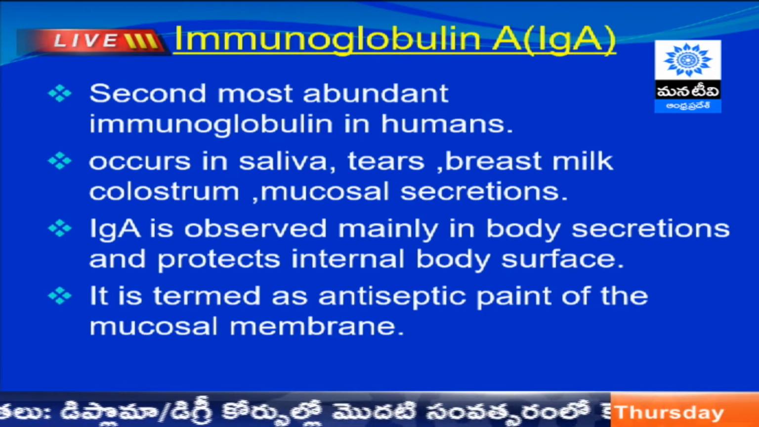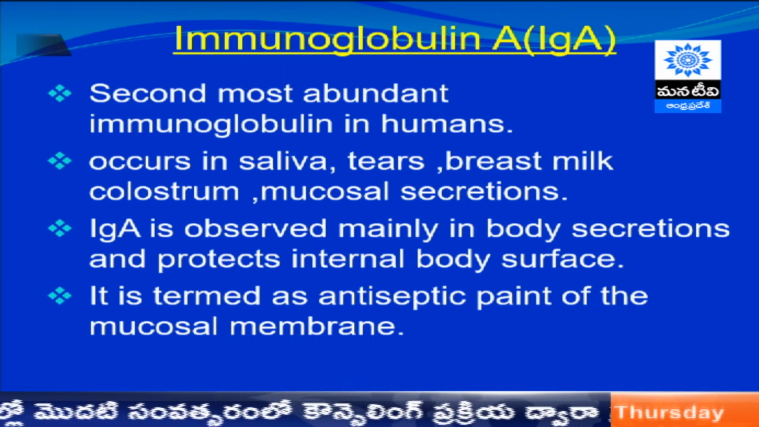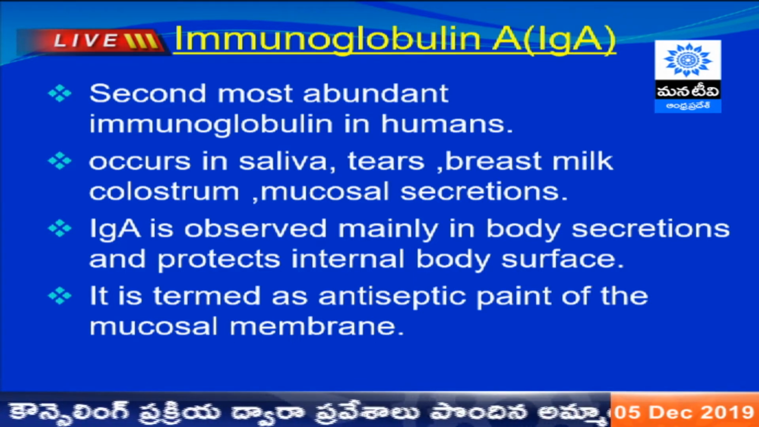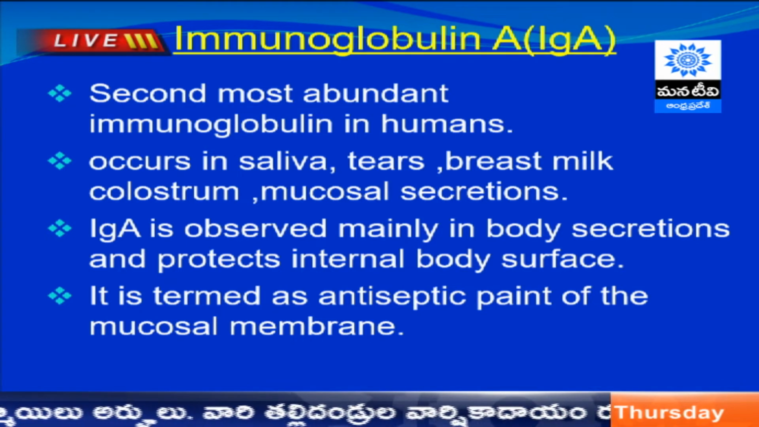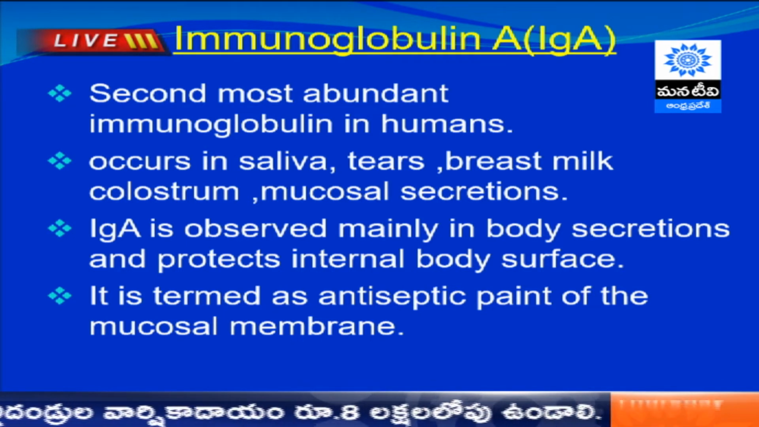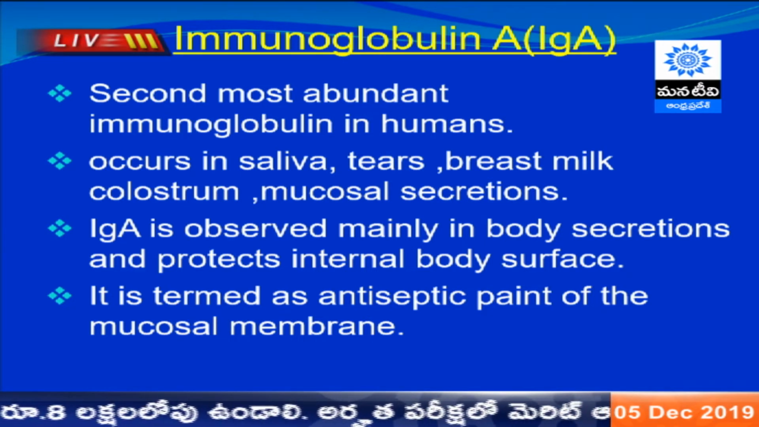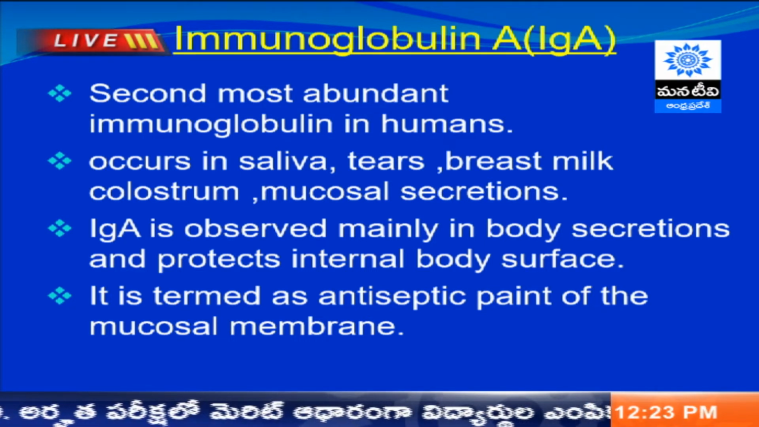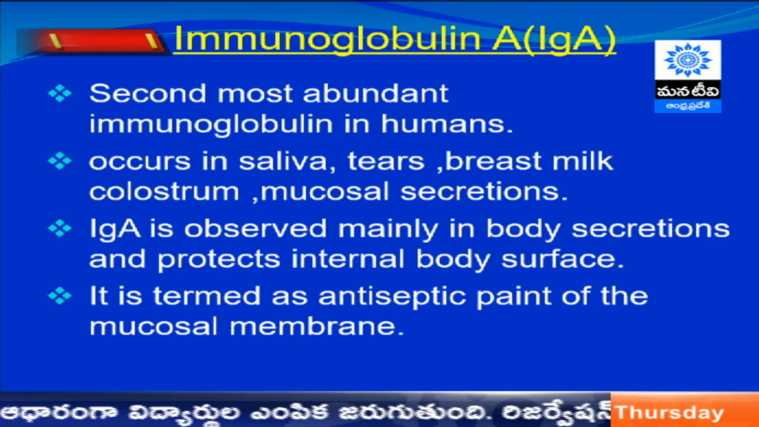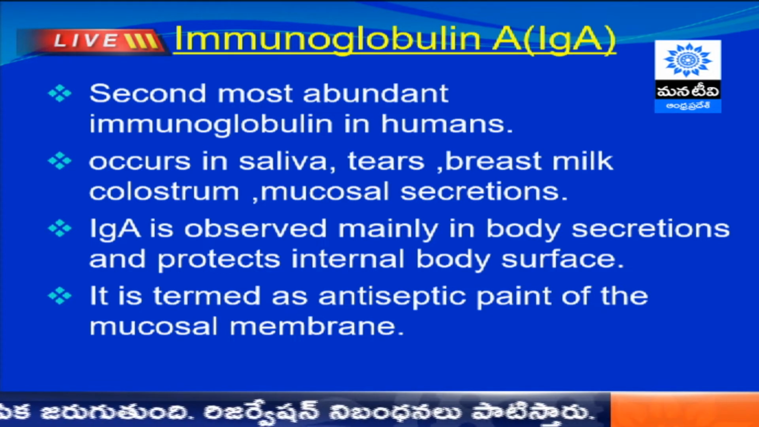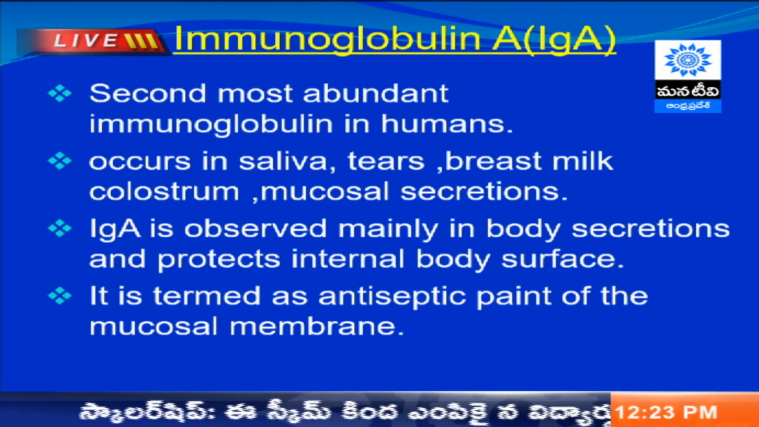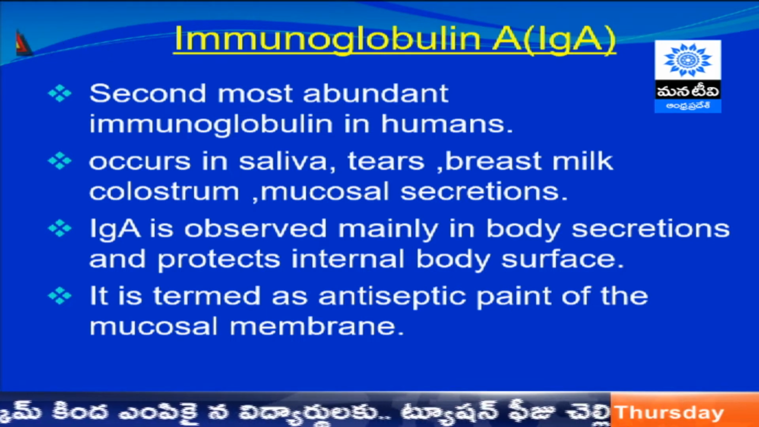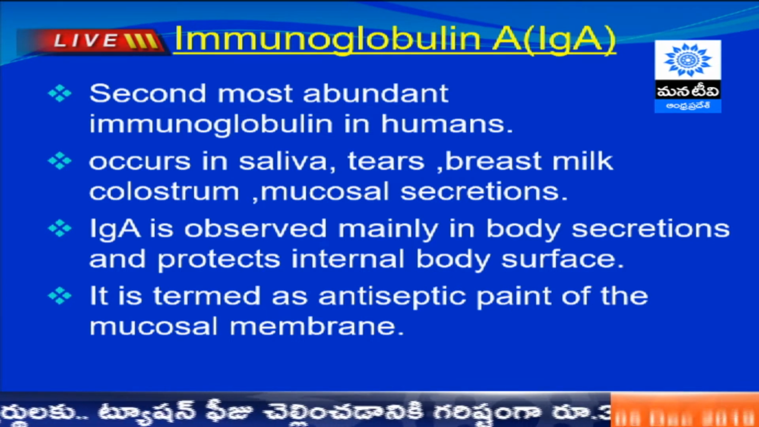Coming to the second class of immunoglobulin, this is immunoglobulin A. This is the second most abundant immunoglobulin in humans. It occurs in saliva, tears, breast milk, colostrum and the mucosal secretions. This IgA is observed mainly in body secretions and protects the internal body surface. So, it is termed the antiseptic paint of the mucosal membrane, or also it acts as a paint on the mucosal surfaces.